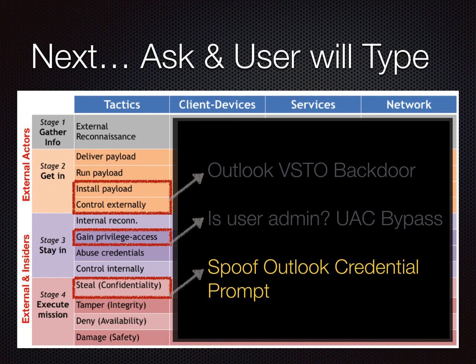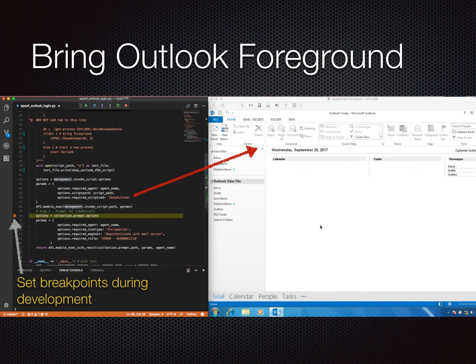Outlook users will notice that the mail client may occasionally prompt for credentials. We are going to abuse this trust to capture user credentials by spoofing a login prompt. The technique script will first cause the Outlook client to present in the foreground. In this example, we illustrated that breakpoints can be added during development. In actual test execution, the script will just continue with the next step.